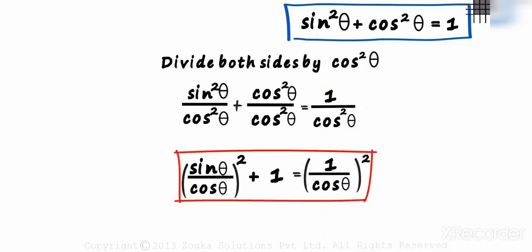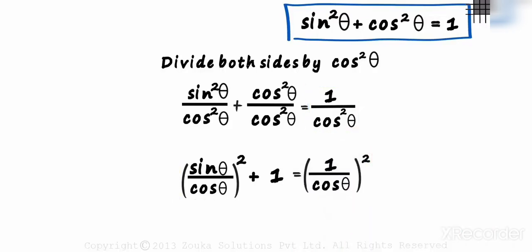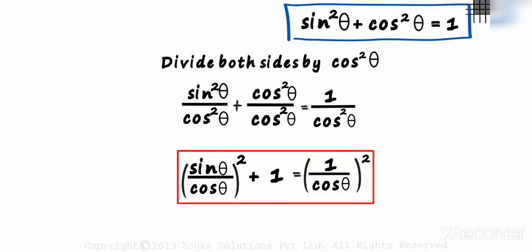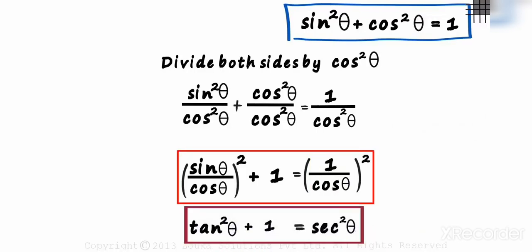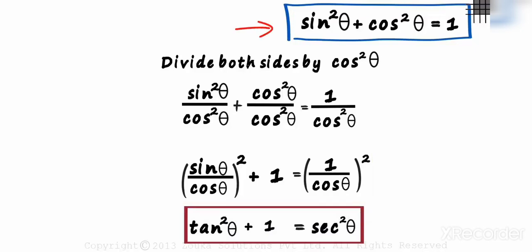This gives us a new identity. We know that sin theta by cos theta is tan theta, and 1 by cos theta is sec theta. So this equation can be written as tan squared theta plus 1 equals sec squared theta. Modifying this identity a bit, we get a new one.